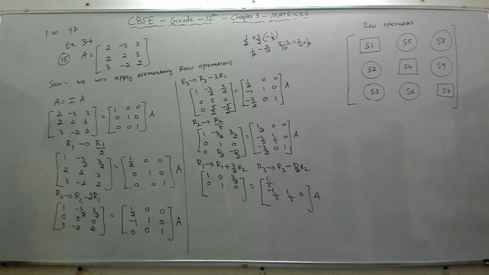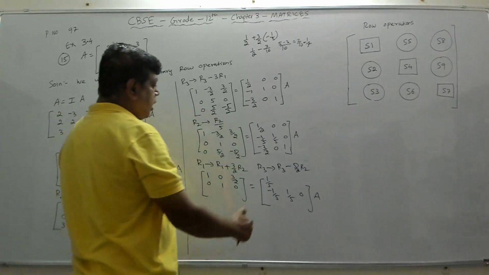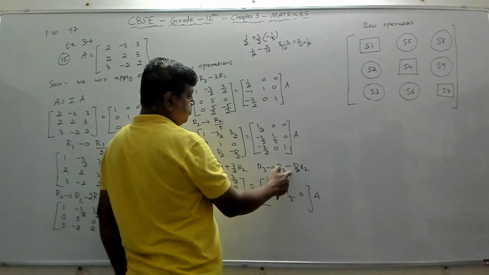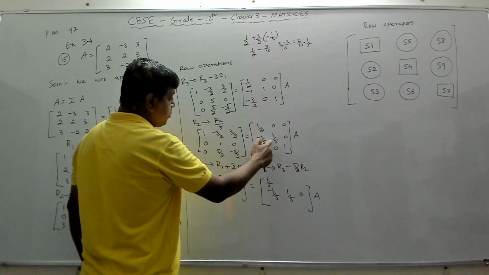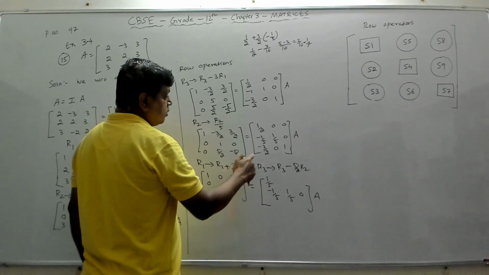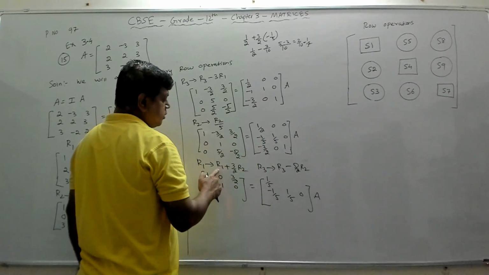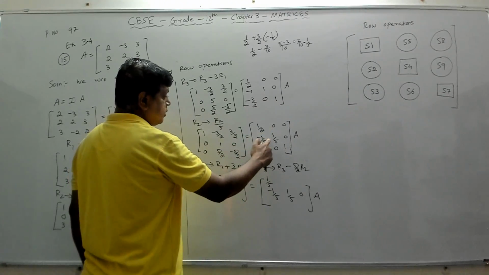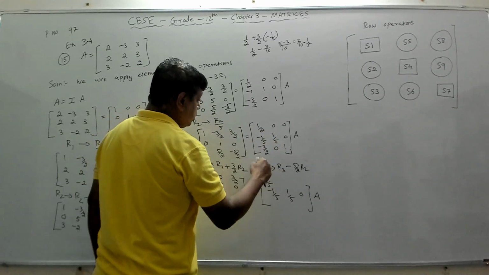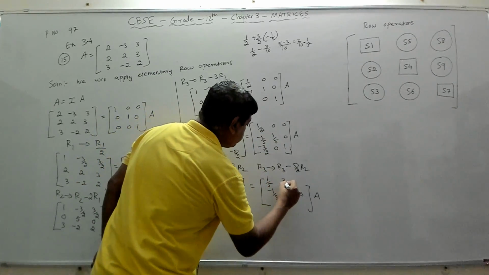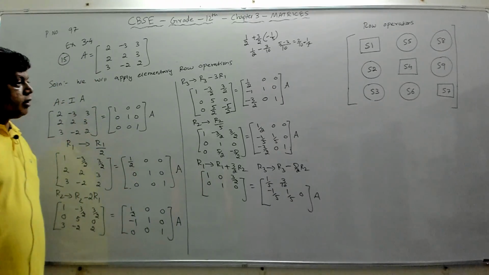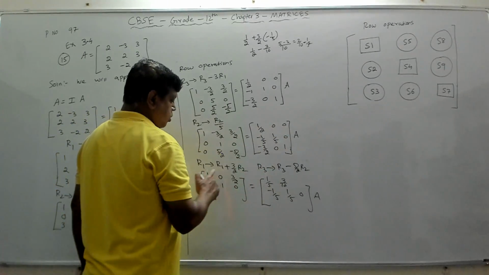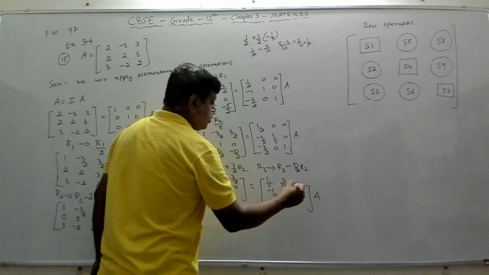Clear? Then again if you apply, R1 is R1 plus 3 by 2 of R2. So 0 plus 3 by 2 of 1 by 5. So this is 0 plus 3 by 2 into 1 by 5, which will give you 3 by 10. Then again 0 plus 3 by 2 of 0 is 0.